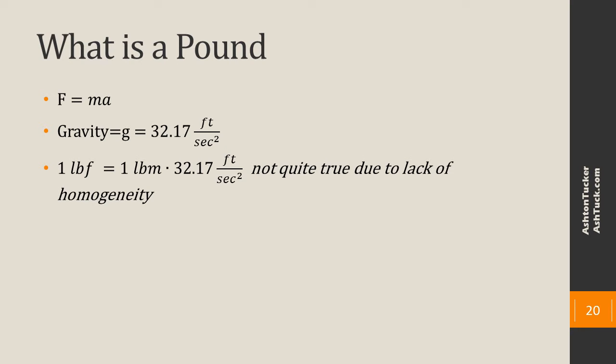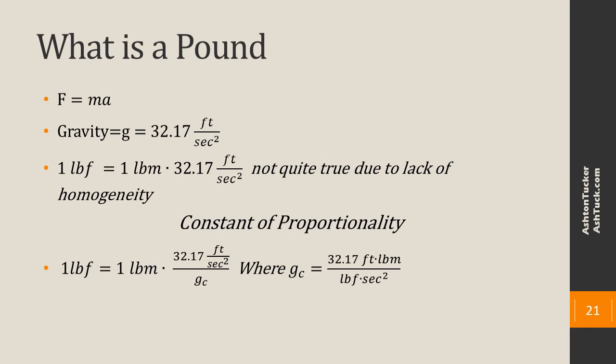Remember when we did this for the SI system, the newton was created or defined from the other primary dimensions. Since in the English system, the pound mass was selected as a primary dimension, we run into a bit of a problem with Newton's second law. To avoid this, we introduce the constant of proportionality. This keeps the equation homogeneous. G sub c is defined as 32.17 feet times pound mass divided by pounds force times second squared. So 1 pound force equals 1 pound mass times 32.17 feet per second squared, all divided by G sub c.